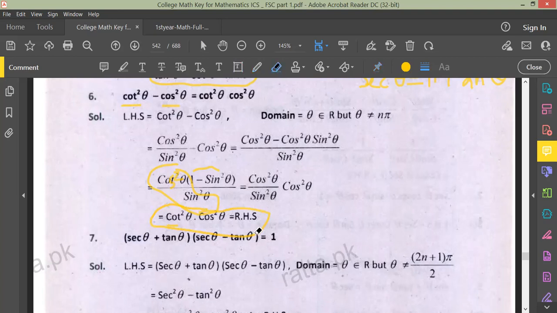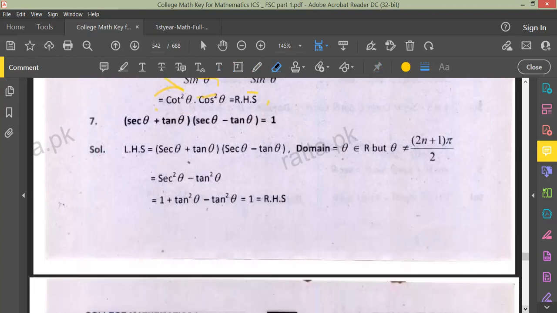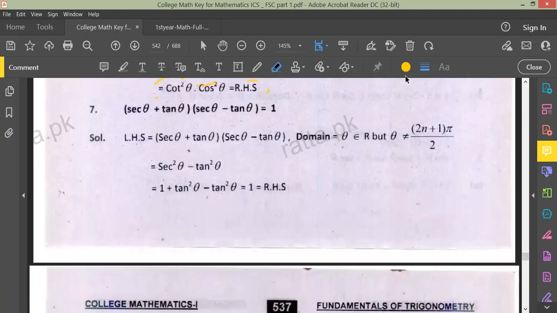After this, we will discuss question number 7. Similarly, like the previous question, we will apply a simple formula to solve question number 7.